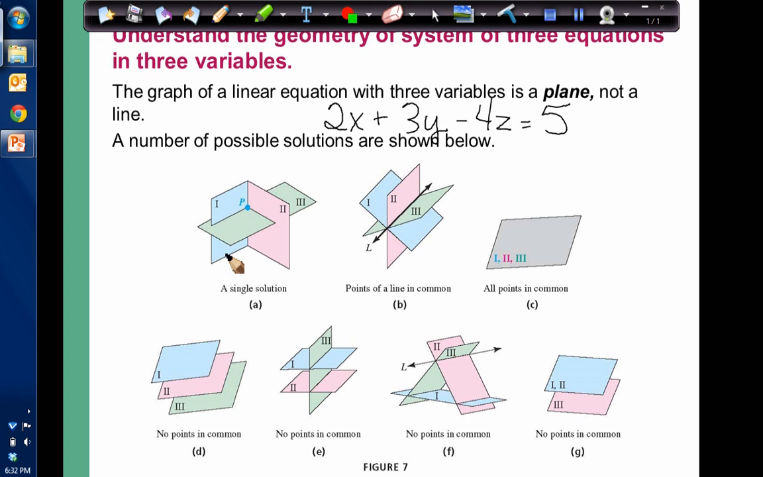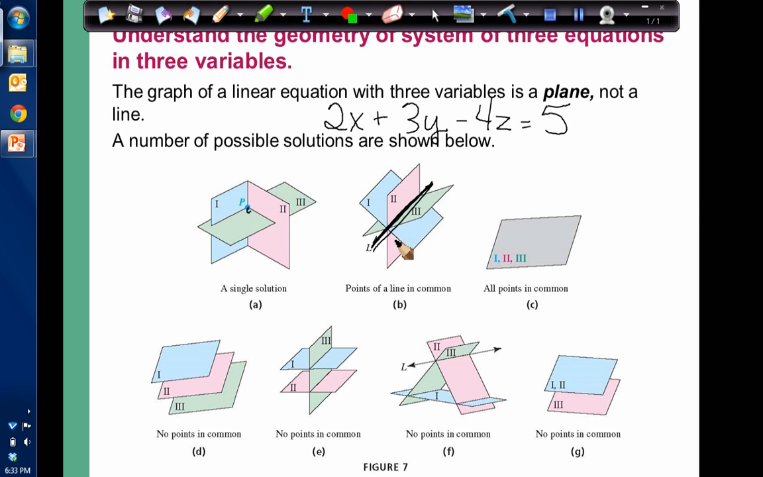So if we have 3 planes intersecting one another, notice we have plane 1, 2, and 3 in blue, red, and green. When they intersect, they could potentially intersect at a single point, okay? These two, blue and red, intersect at a line, and blue and green intersect at a line, and red and green intersect at a line, and all 3 of them intersect at a single point. So that's one option. Another option is where all 3 intersect at the same line, okay?